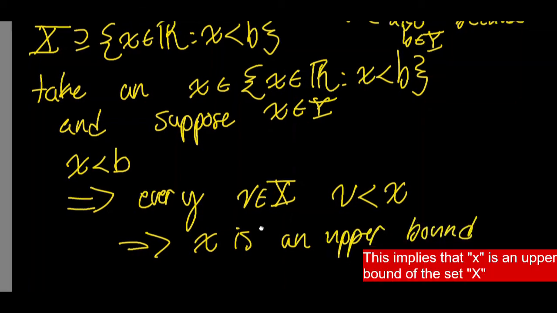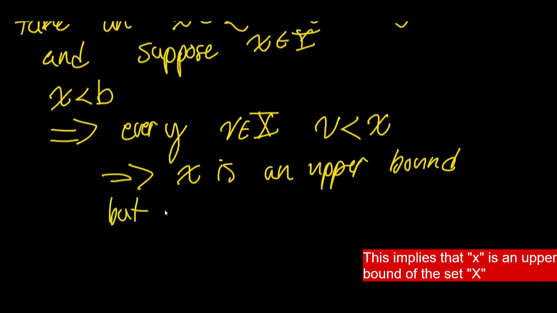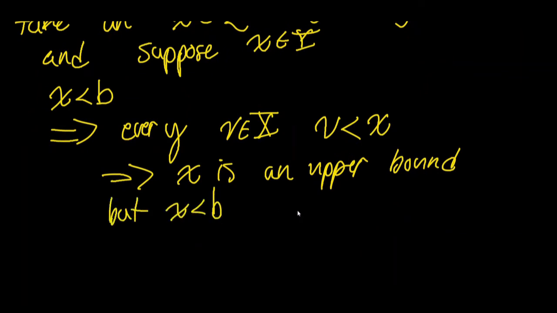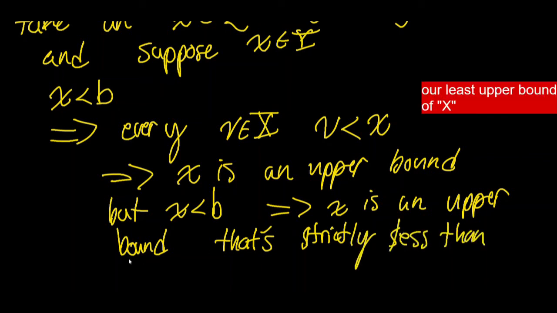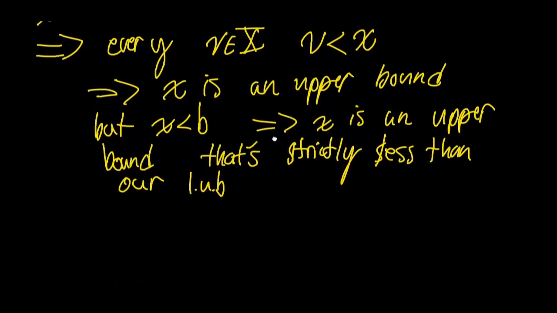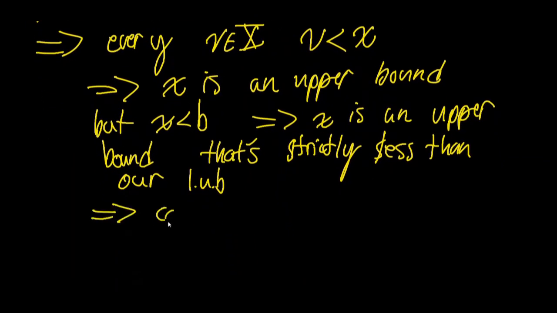But look at this. x is strictly less than b. Therefore, x is an upper bound that's strictly less than our least upper bound. Since b, remember, b is our least upper bound of X. Thus, this is a contradiction.